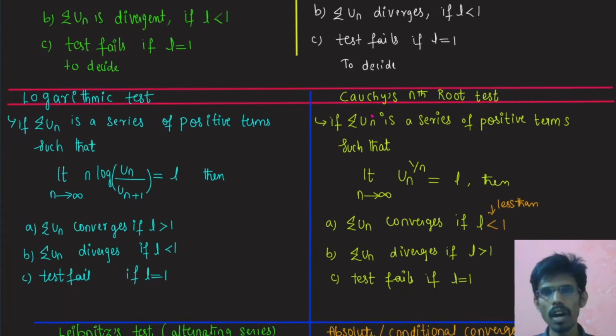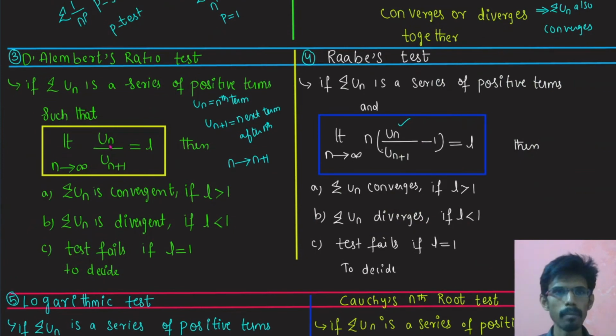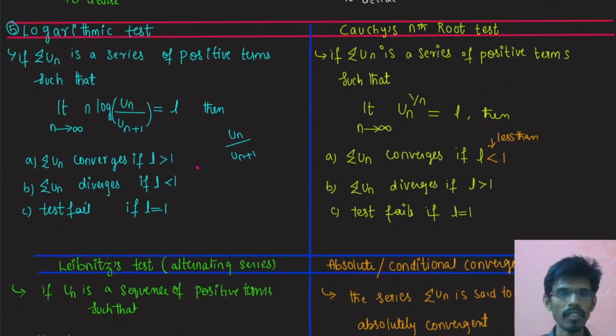Now after that we have another test, that is the logarithmic test. Log test we say, the fifth test. Here sigma un is a series of positive terms, and in this test also the common step for all the tests is un by un plus 1. This ratio we first find in D'Alembert's ratio test. If D'Alembert's fails, then go for Raabe. First D'Alembert's ratio test, then go for Raabe test. If Raabe test also fails, then go for logarithmic test.